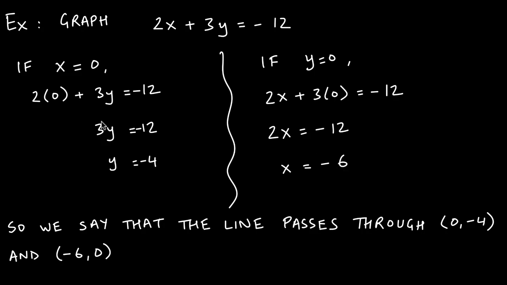So again, the two points that we found, the coordinates, are ordered. The x coordinate has to come first. So the line passes through 0, comma, negative 4. That's this point. And then here, remember the x comes first. So the line passes through negative 6, comma, y, which we had assumed to be 0. So the line passes through 0, negative 4, and it must also pass through negative 6, comma, 0 based on what we did here.